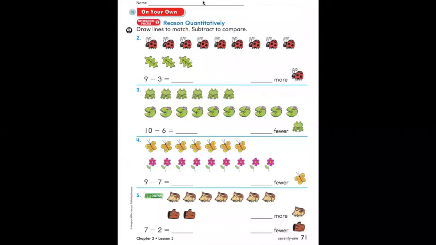Now let's take a look at page 71. Page 71 says, on your own. Draw lines to match. Subtract to compare. So, just like we did on our other problems on the last 2 pages, your first step is to draw lines, 1 to 1.